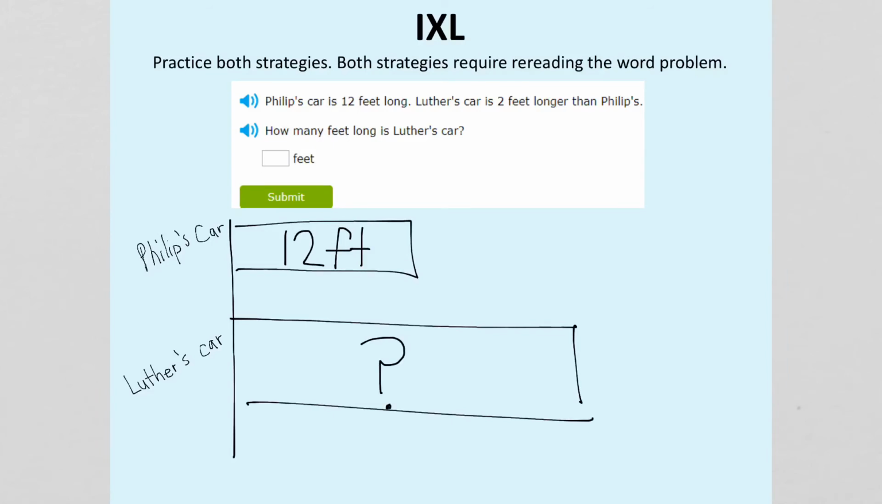So now, what do we know? We do know, when we were comparing them, that Luther's car is 2 feet longer than Philip's car. So that means Philip's car is 2 feet shorter than Luther's car. So you decide, is this an addition, subtraction, multiplication, or division problem?